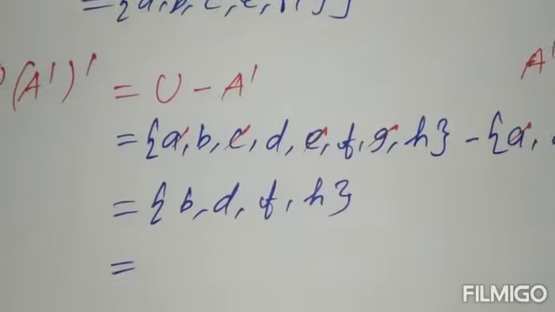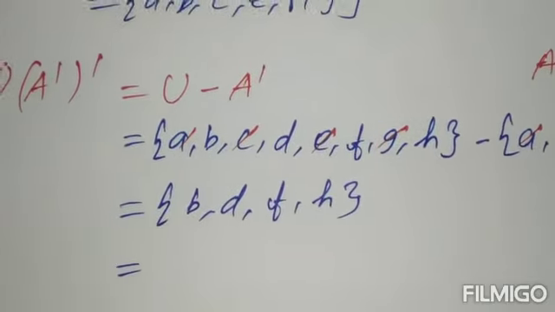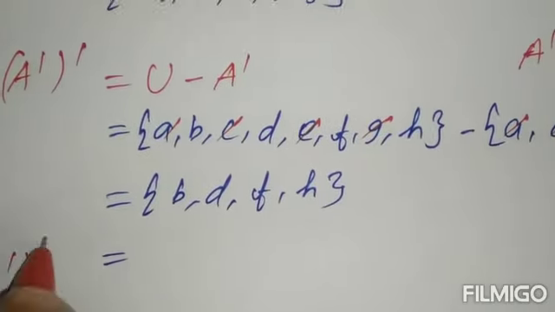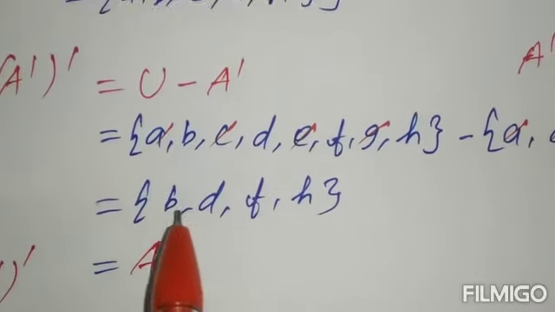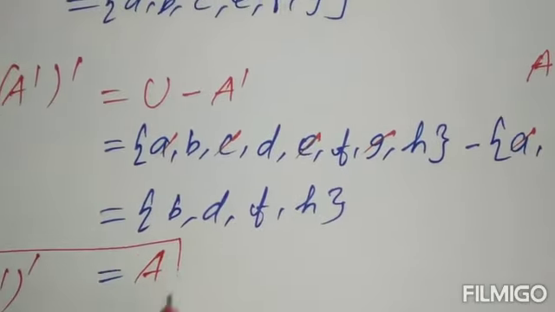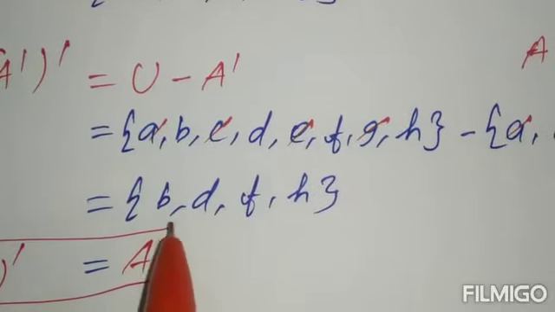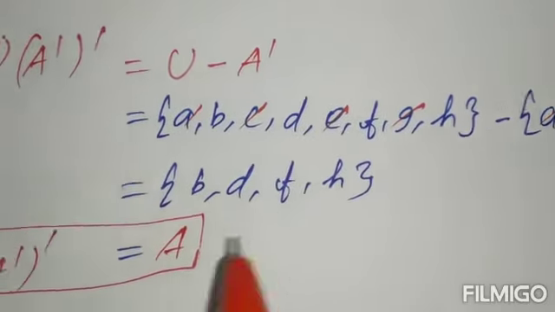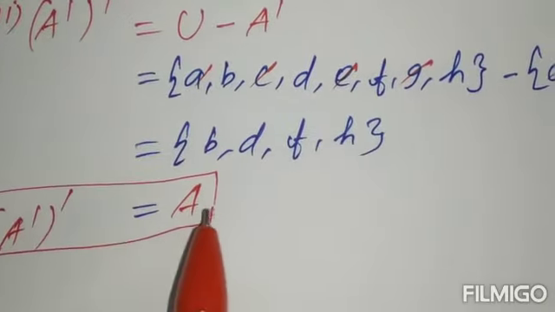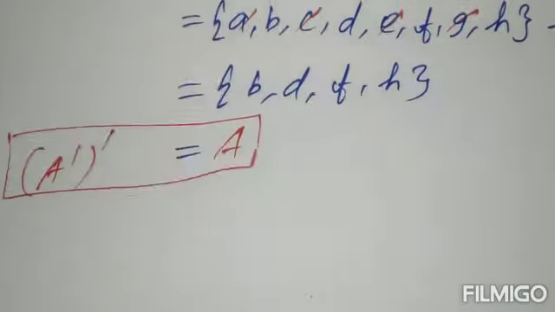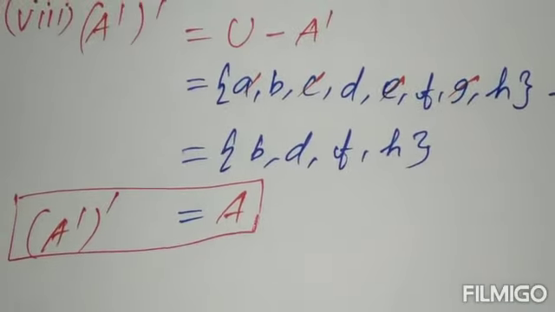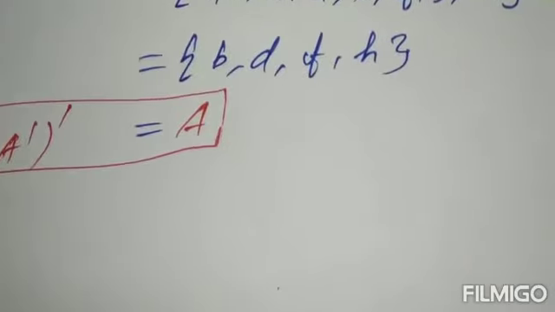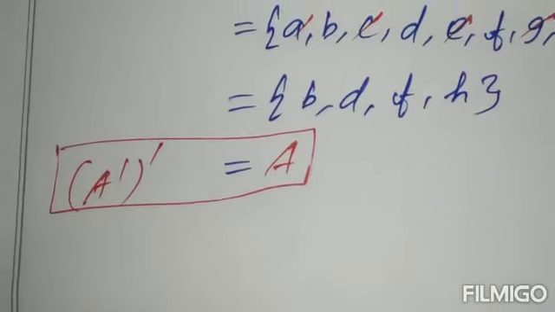So we already know the formula: A complement the whole complement is equal to A. So this is nothing but A, which was given in the question as the value of A. Now A complement the whole complement is equal to A. Then the last point, the ninth one.